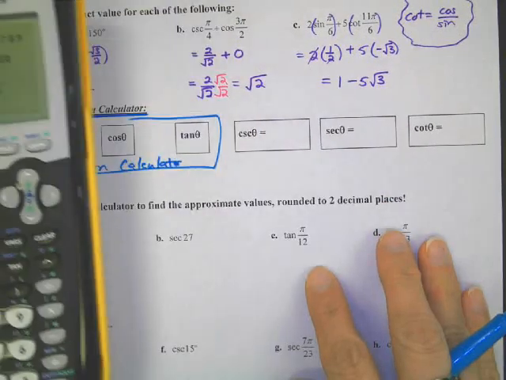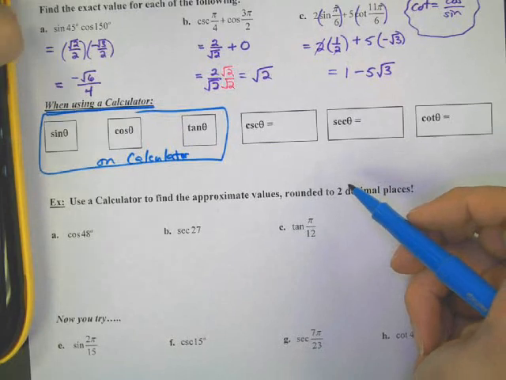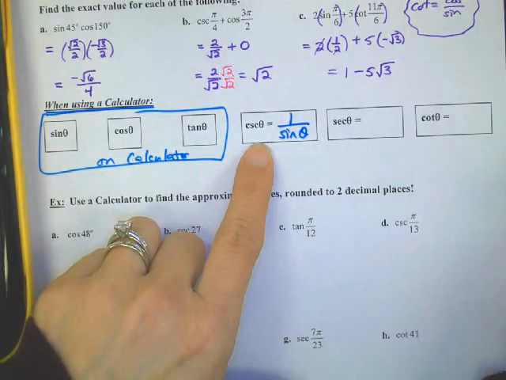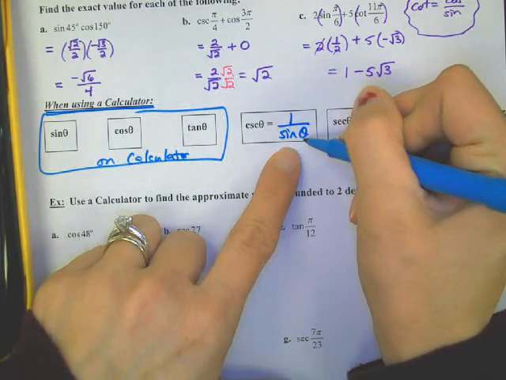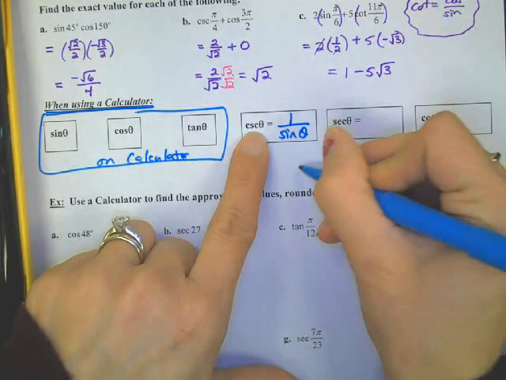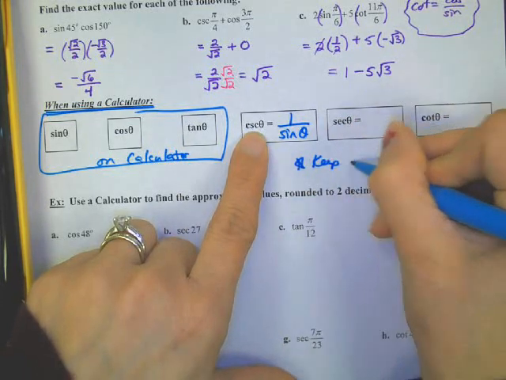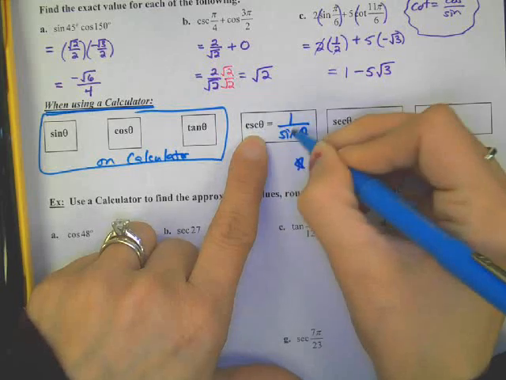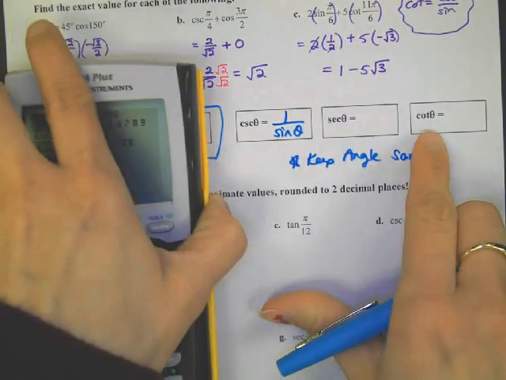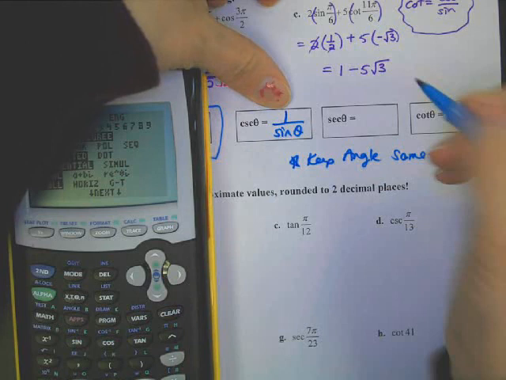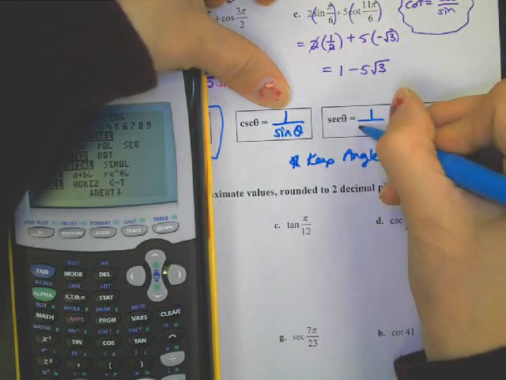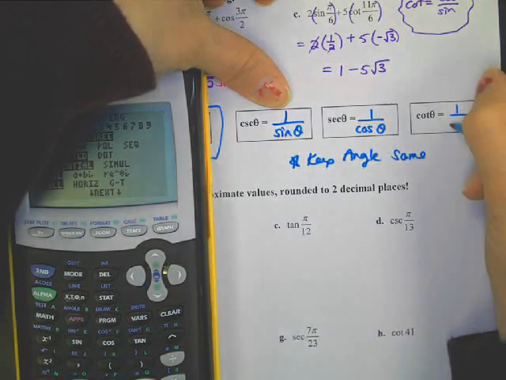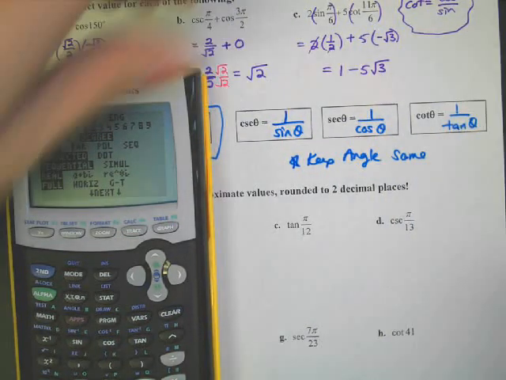So to do these problems right here, what we are going to do is 1 over the sine of theta. That is the reciprocal. So you don't change the angle. You keep the angle the same. Let's break that down. Keep the angle the same. You're just going to have to use the 1 over button. So they didn't make 3 new buttons for these because you have the 1 divided by buttons. This is 1 divided by cosine of theta, and this is 1 divided by tangent of theta.